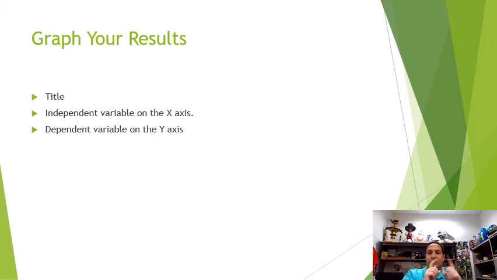In this case, I don't want just tube 1, tube 2, tube 3, tube 4. I need to be able to look at your graph and know exactly what you're talking about. Then your dependent variable goes on the y-axis, the number of bubbles. It needs to be clearly labeled.